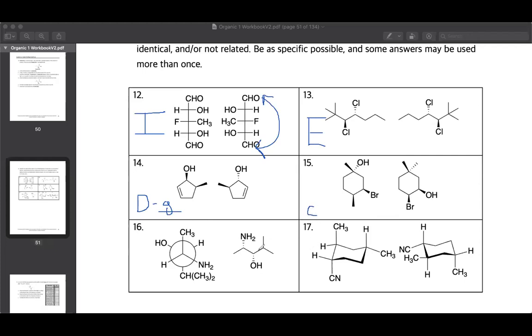Okay, so then 16. Again, this is the hardest thing for people on this test, using all their knowledge together to find these relationships. But this is definitely a huge skill to know. So 16: if you're given either a Newman or a line angle, it's a good idea to convert that Newman to a line angle. So I'm going to do that real quick. That Newman should look like that, and then we also have that.